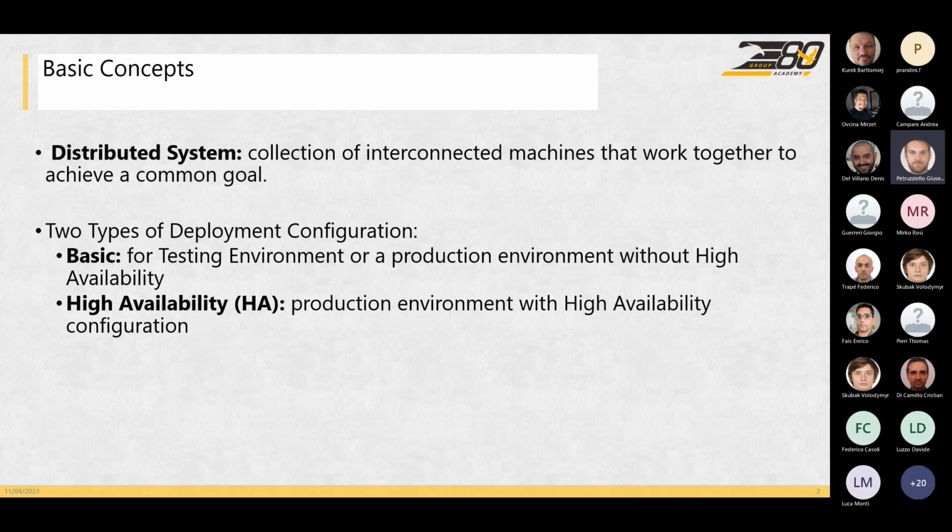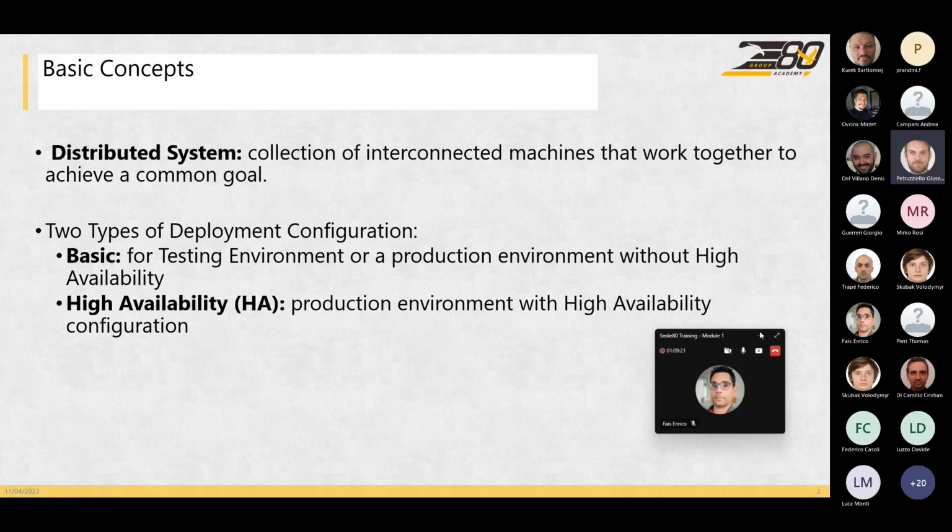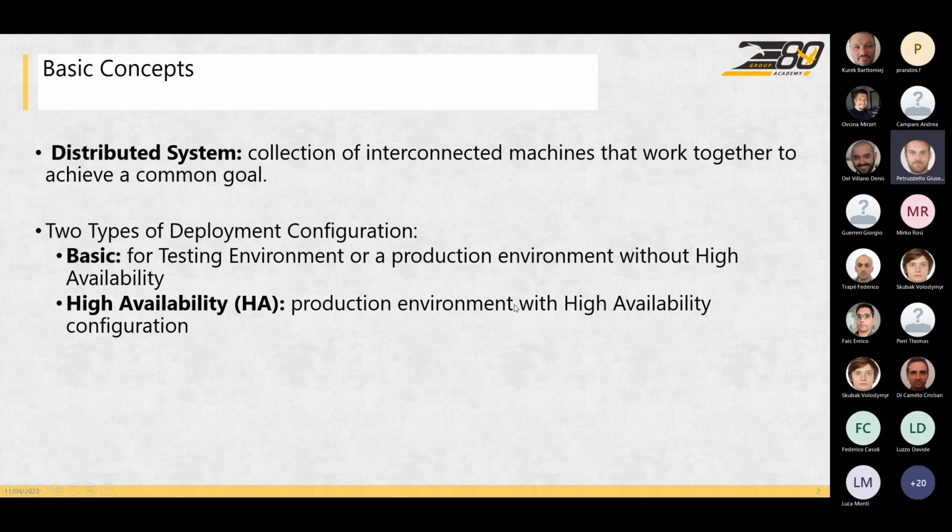So we can consider the types of deployment configuration. A basic configuration is used for a testing environment or a production environment, but without high availability functionality. And a high availability configuration is used for a production environment where it's necessary to manage high availability as well.